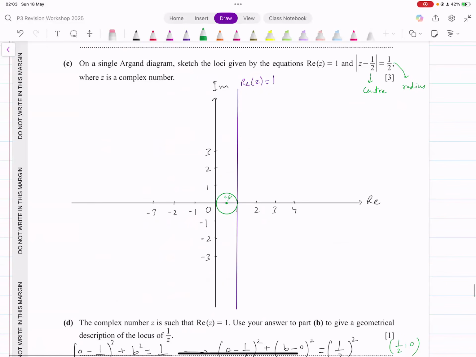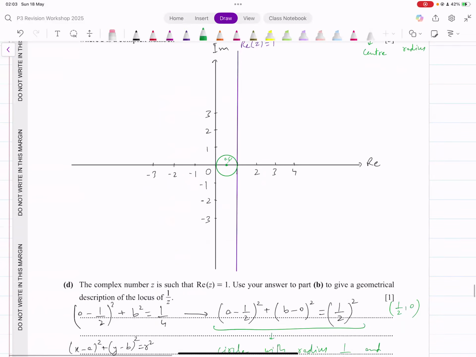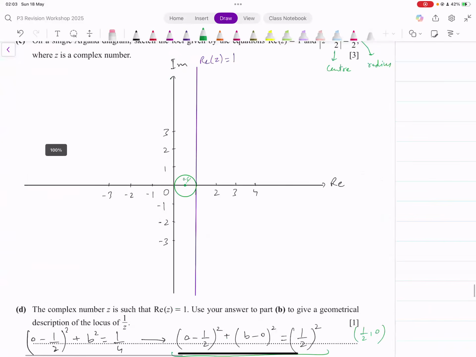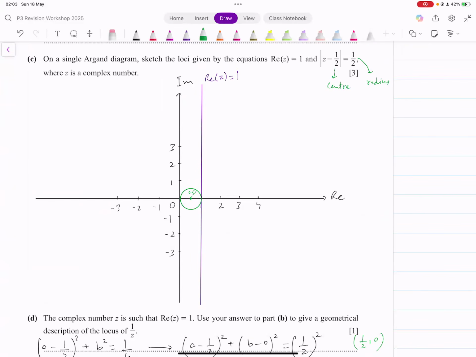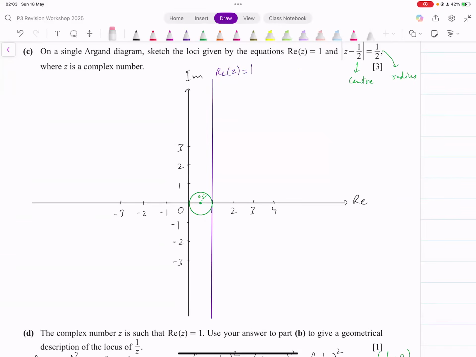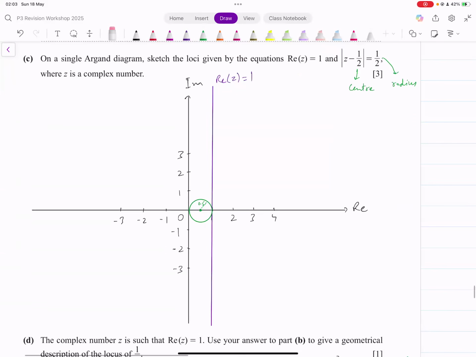Now you have this locus to draw. That's pretty straightforward. Now, this is important. In the previous part, what we've done is you have drawn this locus that satisfies these two equations. Real part of z is equal to 1, and the modulus of z minus 1 over 2 is equal to 1 over 2. This is a circle, radius 1 over 2, center at 1 over 2. Real part of z equals 1, that's this vertical line. Now, these are the two loci that are given by these two equations.